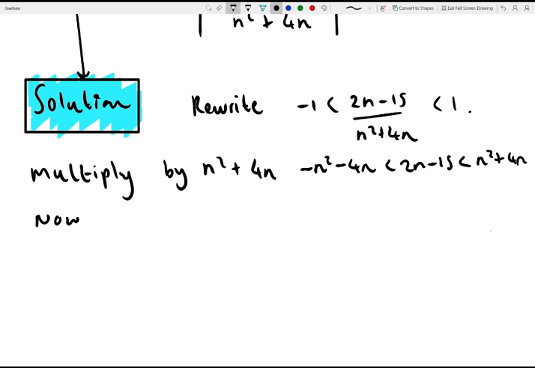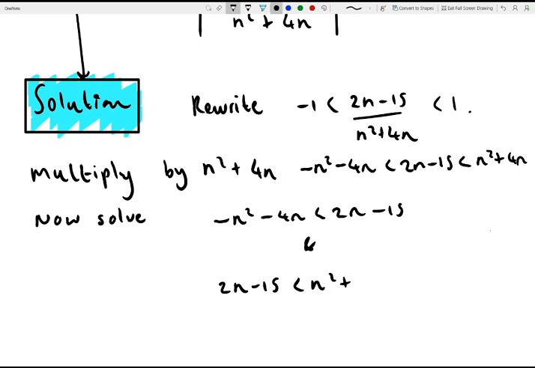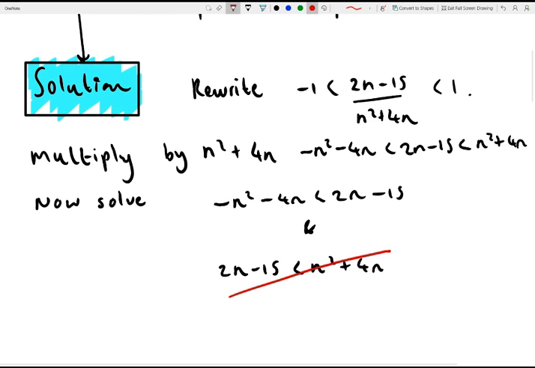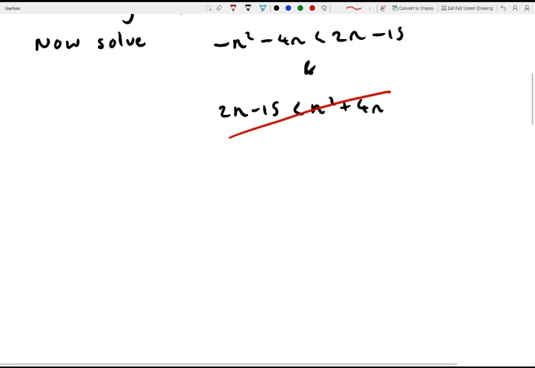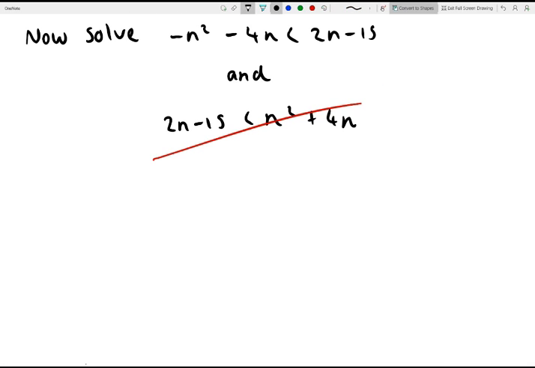And now we have to solve these two separately. So we have to solve minus n squared minus 4n is less than 2n minus 15, which is the first inequality, and 2n minus 15 is less than n squared plus 4n. And it turns out that the second inequality here actually has complex values for n, but we're looking for a real integer value, so we can't use the second inequality. So we're just concerned with the first one. Minus n squared minus 4n is less than 2n minus 15.